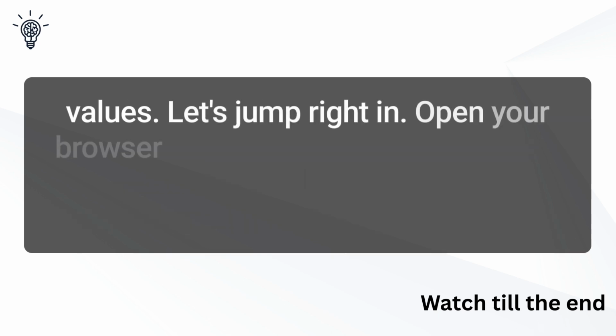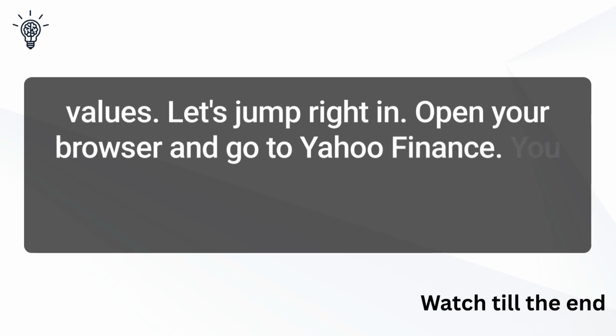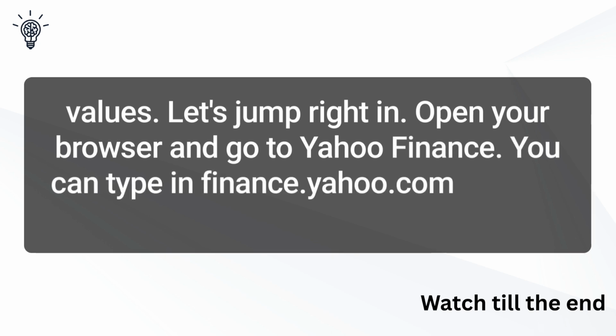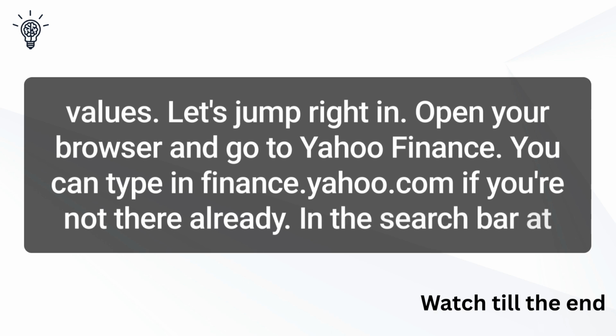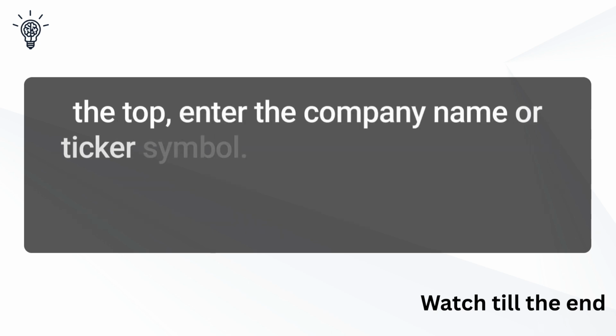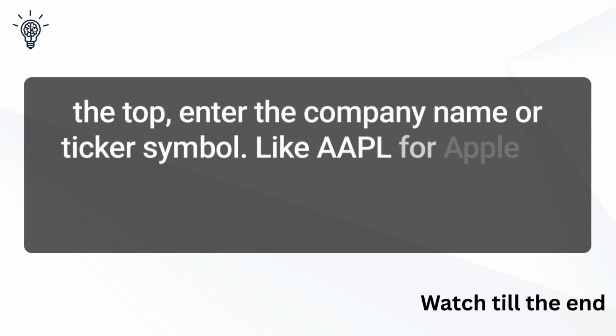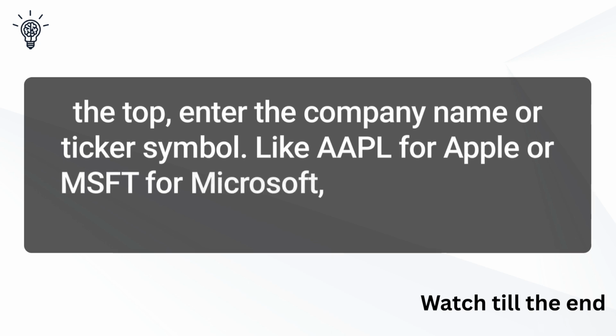Let's jump right in. Open your browser and go to Yahoo Finance. You can type in finance.yahoo.com if you're not there already. In the search bar at the top, enter the company name or ticker symbol, like AAPL for Apple or MSFT for Microsoft. Then hit enter.